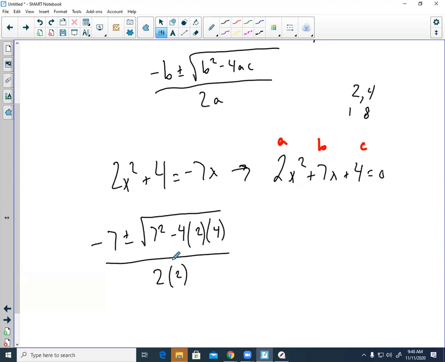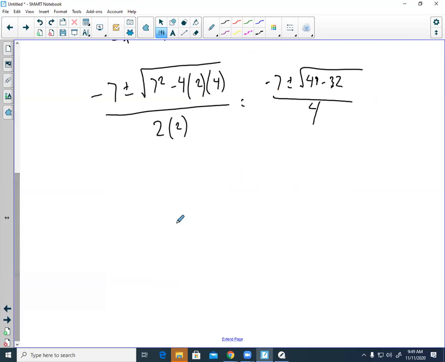This is what it should look like. Now, one important thing, you have to keep these exact the same way that you did before. They still have to be exact. They cannot change. Don't do anything different with them. They still have to remain exact. Okay? So now I'm just going to rewrite this as negative 7 plus or minus the square root of 49 minus 32, all over 4.